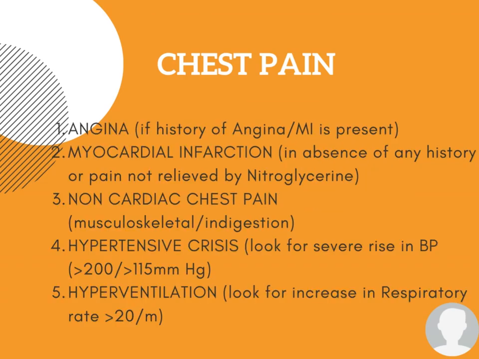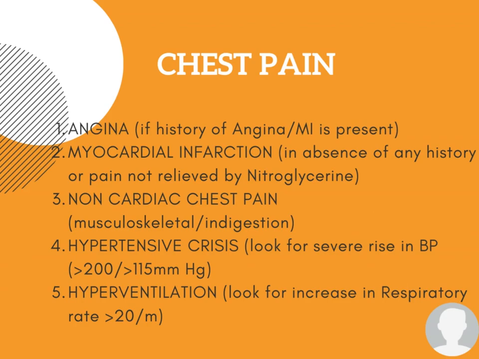So, angina. You can safely mark angina if you see that in the medical history there is a history of angina or myocardial infarction. Safe to mark angina. If the history has these two and the question mentions that the pain was not relieved by nitroglycerin, then it is safe to mark myocardial infarction. Non-cardiac chest pain, basically, they will mention something like the pain was increasing on breathing or on movements, right? Or when you look at the history, there is some history of indigestion, some gastric issues. So you can suspect non-cardiac chest pain.